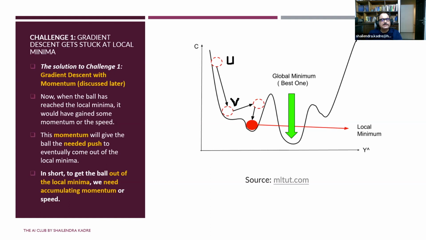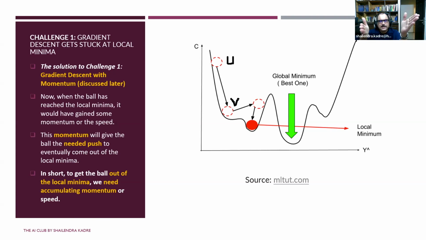And I think we discussed in our last class that if the learning rate is very high, then you have to use low momentum. And if you are keeping the learning rate low, then you have to use high momentum. So if you keep both learning rate and momentum high, then the ball will just zigzag, it will take very, very big steps, and it will never reach your global minimum. So the first modification is gradient descent with momentum.